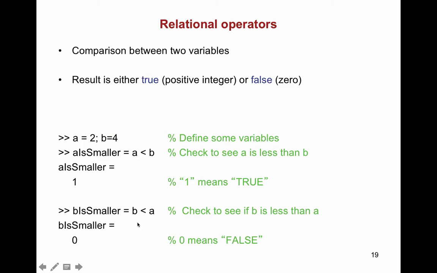And B is smaller is testing B less than A. That's going to be 0, because 4 is not less than A. So 0 means false. So give this a shot.